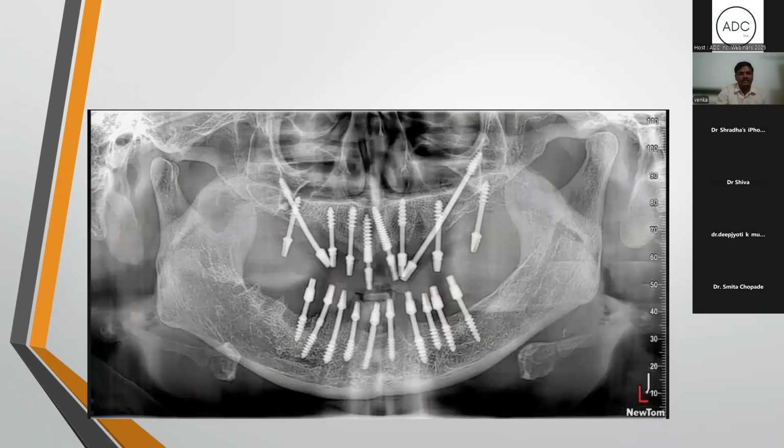And because of that, I have completed my case from extraction to the prosthesis delivery within 3 days, because in cases of basal implant, we don't need a much longer time to load the prosthesis. In that, immediate extraction, implant placement, and impressions are all taken care of.